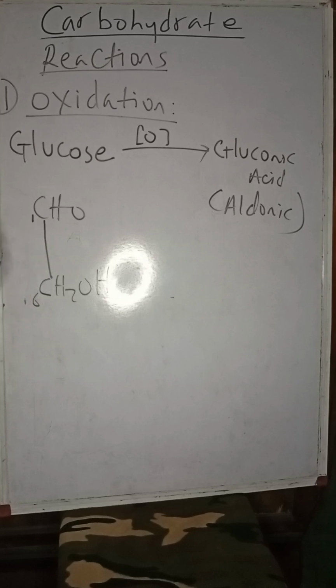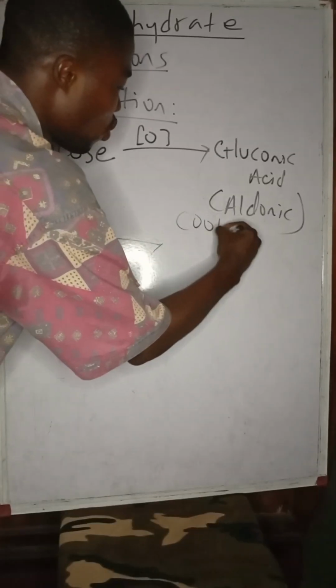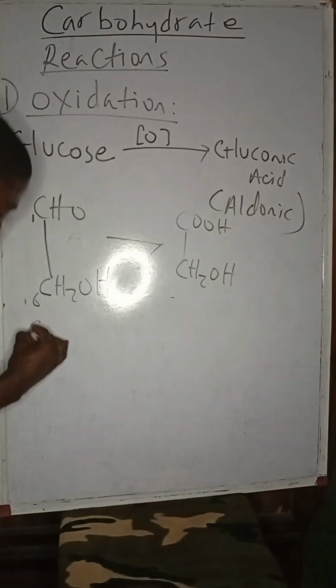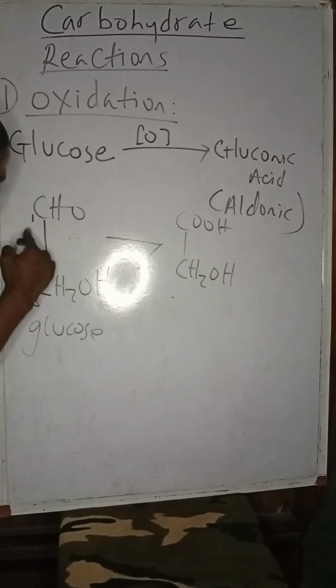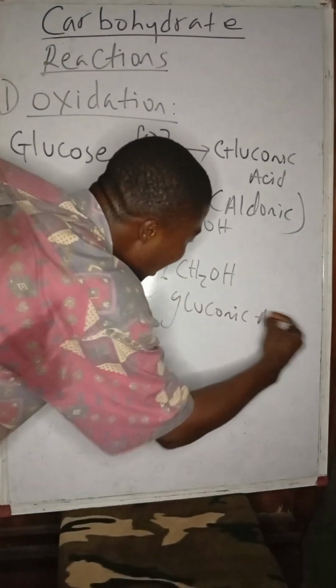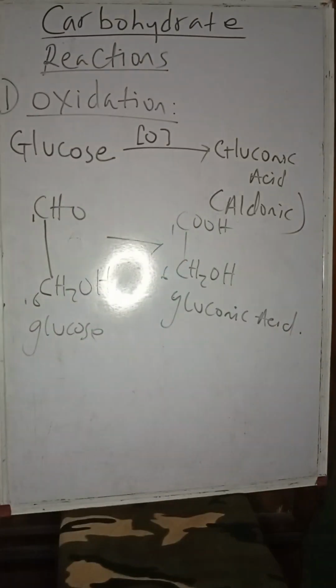So on gluconic acid formation, only carbon 1 is oxidized. This aldehyde group oxidizes to an acid group, with carbon 6 remaining CH2OH. That's gluconic acid. Even if it was galactose, we form galactonic acid. So all aldoses, all reducing sugars or monosaccharides, can be oxidized.